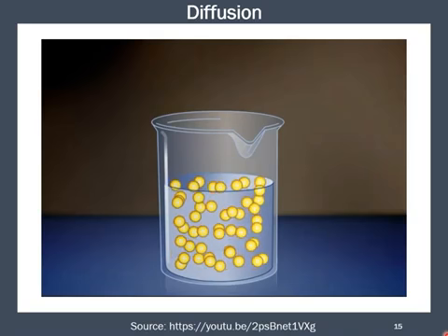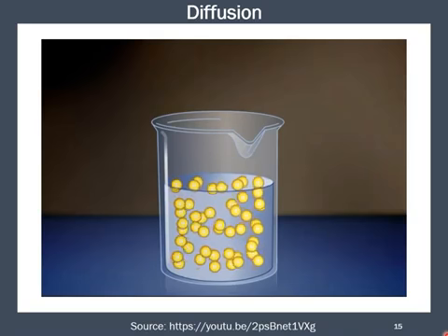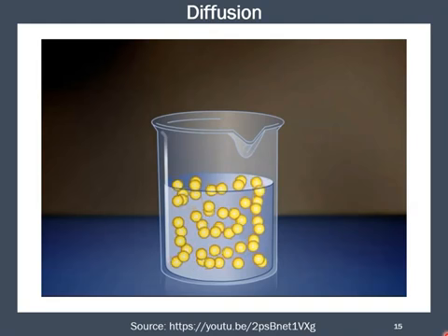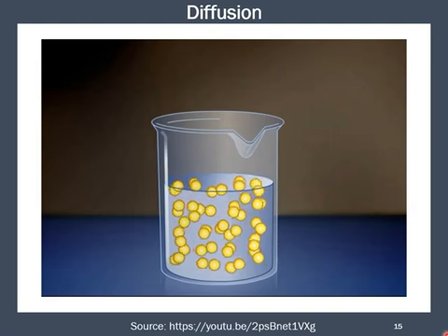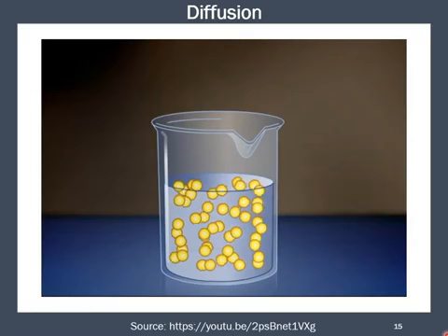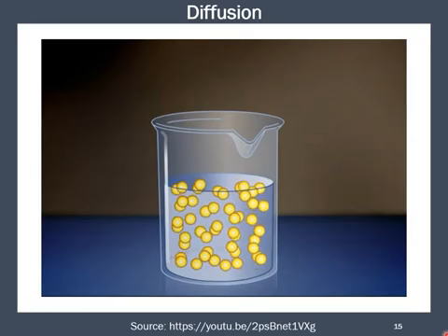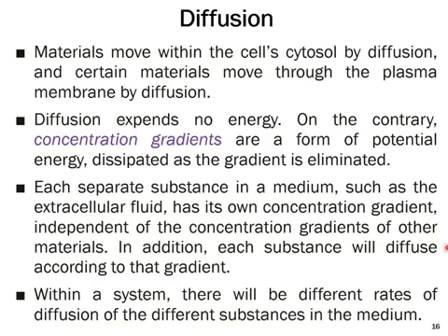Although not specifically shown in this animation, this is one of the processes whereby materials are exchanged between a cell and its environment. So materials can pass through the plasma membrane through simple diffusion, and they move within the cell's cytosol by diffusion, and certain materials move through the plasma membrane by diffusion as well.